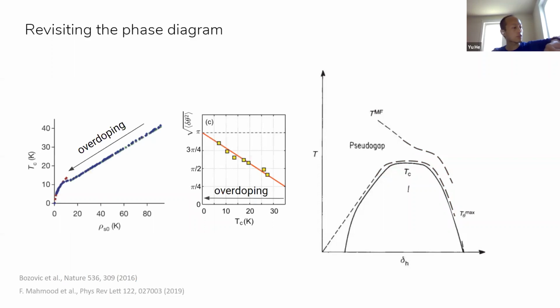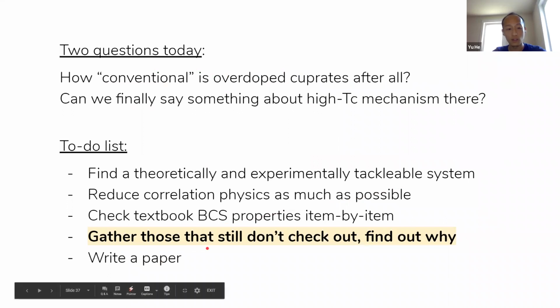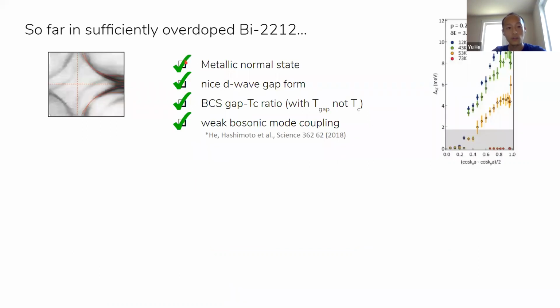I think in the interest of time, I'm going to skip some of these parts and just go to the conclusion. We gathered those experimental observations in the heavily overdoped BSCCO. There's a metallic normal state. There's a very nice d-wave gap form. BCS gap to TC ratio, if we were to replace TC by T gap, also falls back onto the weak coupling d-wave limit. We show in a separate work that bosonic mode coupling also becomes really, really weak.